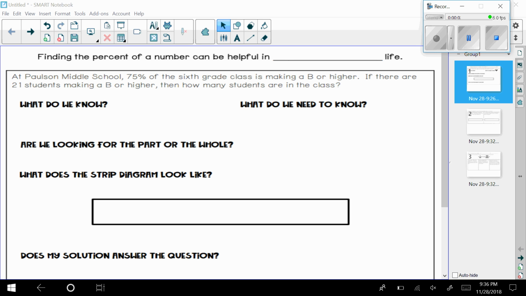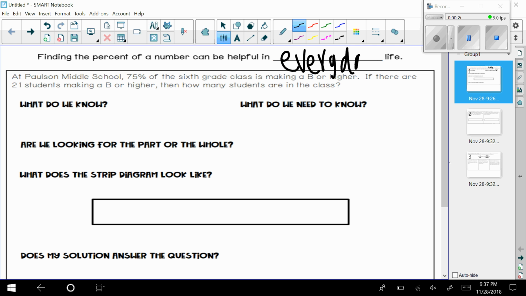Guys, okay, so the last 2 days you've been talking about percents and finding the missing part and finding the missing percent. And now we're going to do the last slide, which is where we find the missing whole, the total. So again, finding percents can be very helpful in everyday life. This is something that you're going to use a lot.